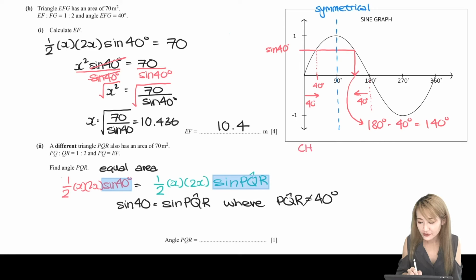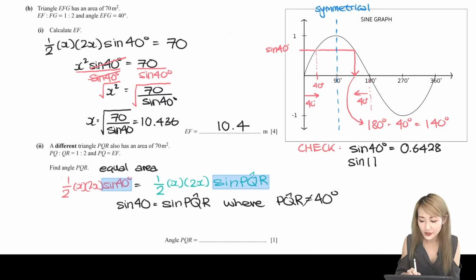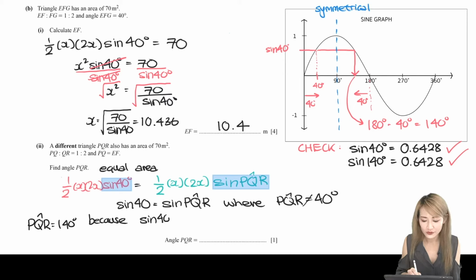We can even check this. So if you type into the calculator, sine 40 equals 0.6428. And if you type sine 140 into the calculator, you will also get sine 140 equals 0.6428. So it's the same thing. So 140 is the other angle that gives the same sine value, but is not equal to 40 degrees. So therefore, angle PQR must be equal to 140 degrees because it's not equal to 40 and it gives the same sine value as sine 40.